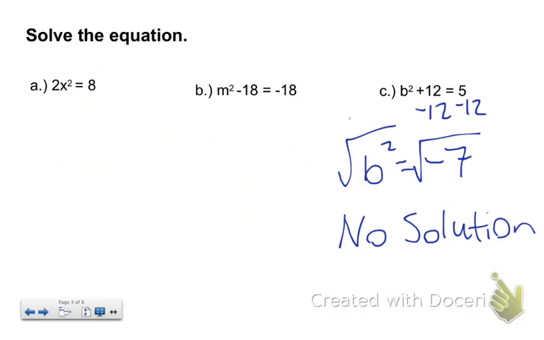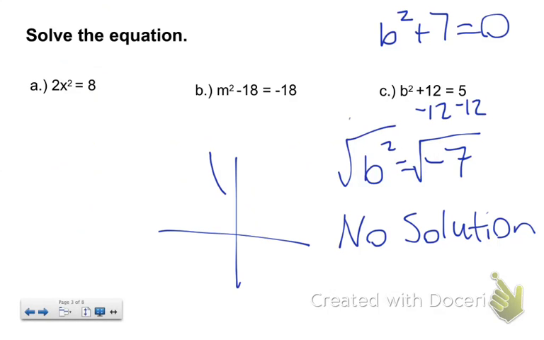So remember, graphically what this means, if I were to graph this, I would subtract 5 from both sides. I would get b squared plus 7 equals 0. Well, if I were to graph this, I would just end up with something above the x-axis that doesn't cross the x-axis. So that's why, remember, we say no real solution.